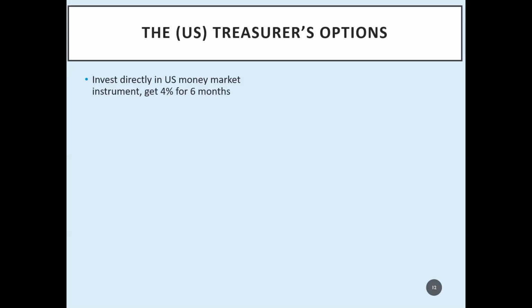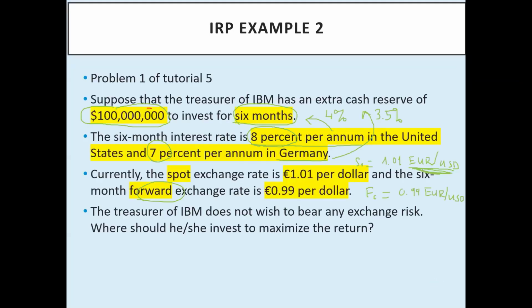So in this case, let's spend about 1 or 2 minutes to think about this problem. And when we come back, we will talk about the answer, okay? So here, as we mentioned before, we're looking at two options. The first one is the US, and the second one is the Germany market, okay?